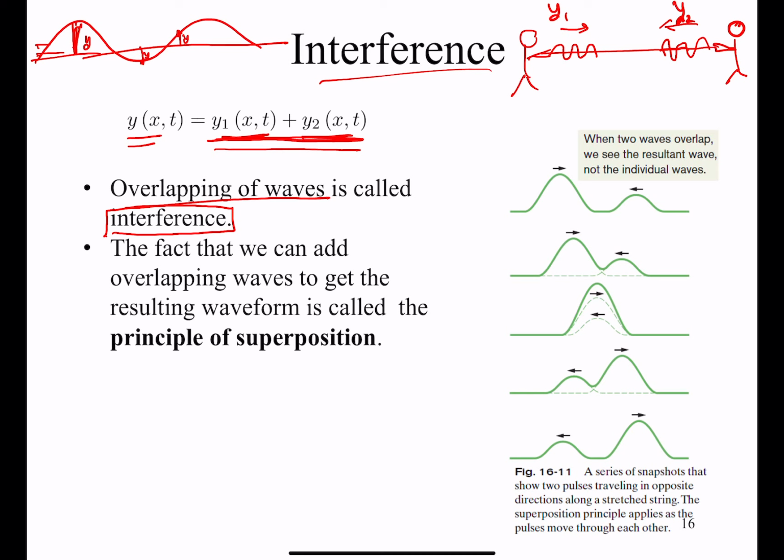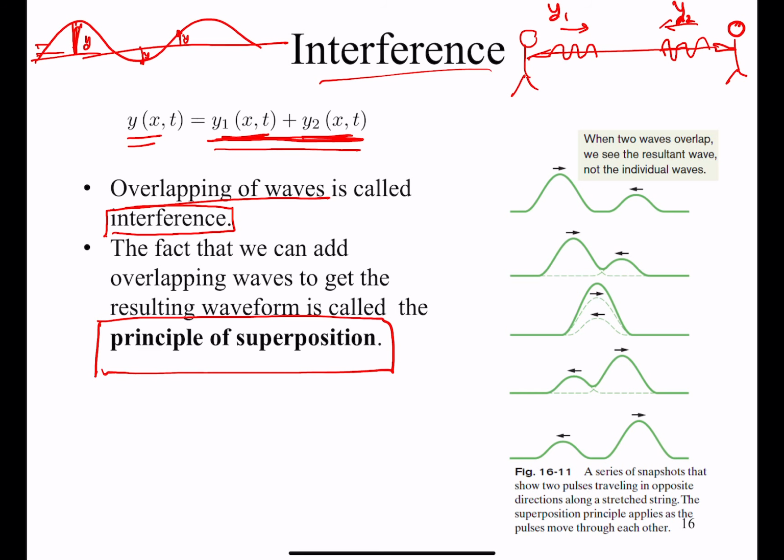And this beautiful result, the fact that you can simply add up the displacements of the waves that are overlapping to get the resulting displacement, is called the principle of superposition. And it makes our lives really simple because we can just use algebraic addition and subtraction to find the resulting displacement when you know the displacements that would have been caused by each individual wave.